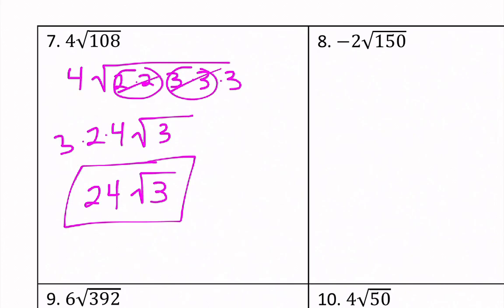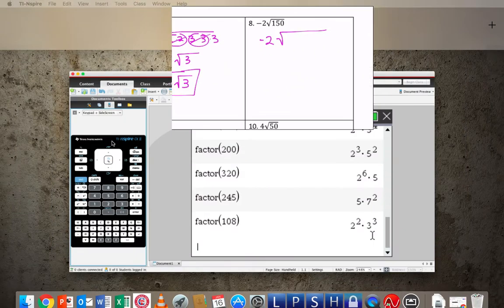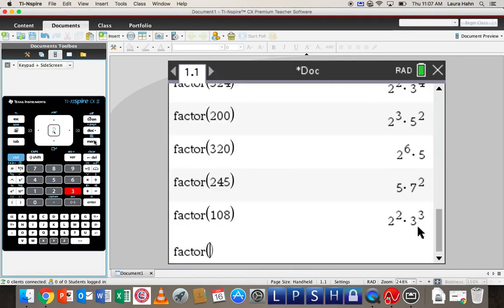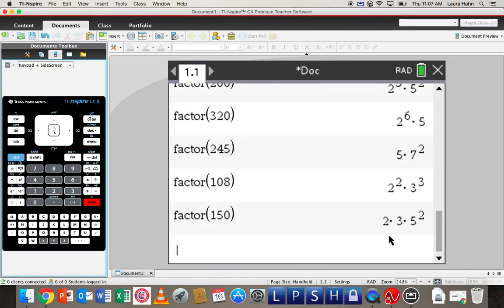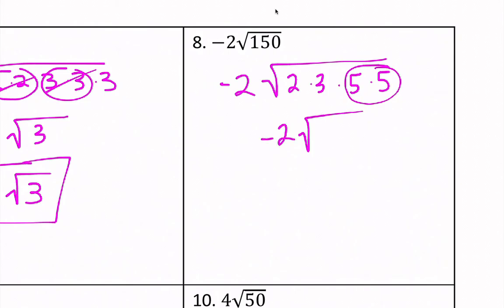All right, on number 8, I have a negative 2 out front, and now I'm going to go factor and break down 150. So I know I want a single 2, a single 3, and 2 5s. Find your partners. Don't forget negative 2 is already on the outside. This 5 can escape while its partner is sacrificed. This 2 and 3 are stuck. So on the outside, 5 times negative 2 is a negative 10. On the inside, 2 times 3 is a 6.